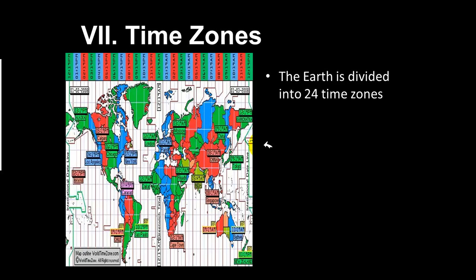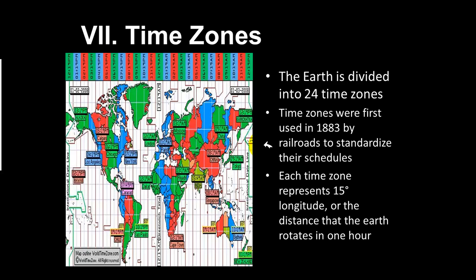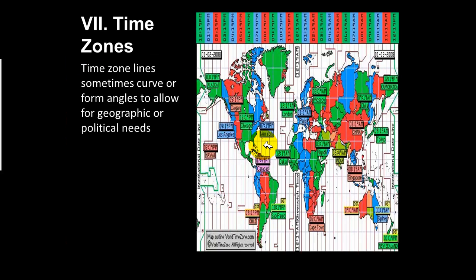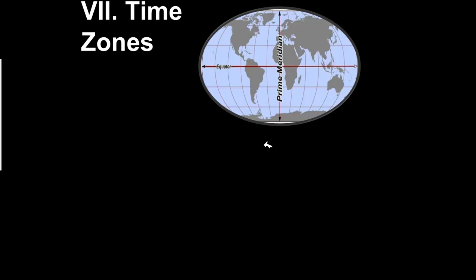So the planet Earth is divided into 24 different time zones. Time zones were first used in 1883 by the railroads to standardize their schedules. Each time zone represents 15 degrees of longitude, or the distance that Earth rotates in 1 hour. Time zones sometimes curve or form angles to allow for geographic or political needs. Okay, now, what does all that I just told you mean? What did all that I just read mean? All right, what it means is this.